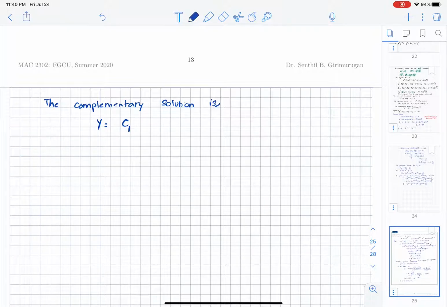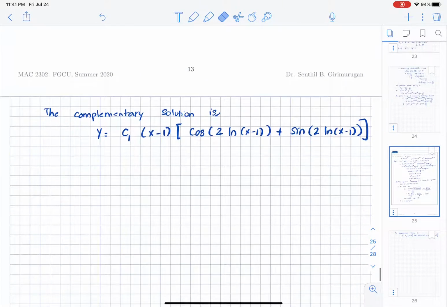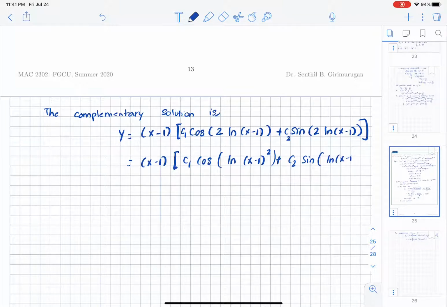So in our standard case, instead of x, we have x minus 1 raised alpha, which is 1, multiplied by cosine beta, which is 2, ln of x minus 1, plus sine beta 2 ln of x minus 1. And I put the constants in the wrong place again. C1, C2. So the solution is simply x minus 1, C1 cosine ln x minus 1 squared plus C2 sine ln x minus 1 squared.